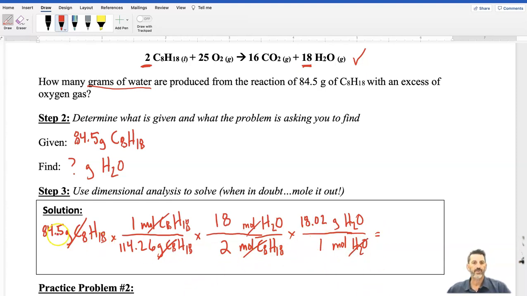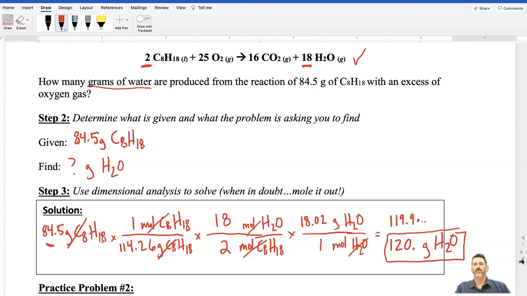Now I just need to multiply everything on top, divide by everything on the bottom, and it comes out to be 119.9 and a bunch of other numbers after it, I believe. And we want 3 significant figures because that first number has 3. So this one, you actually have to round it to 120 and then put a decimal point after it. That's the only way to get 3 significant figures out of that number. And then grams of water.